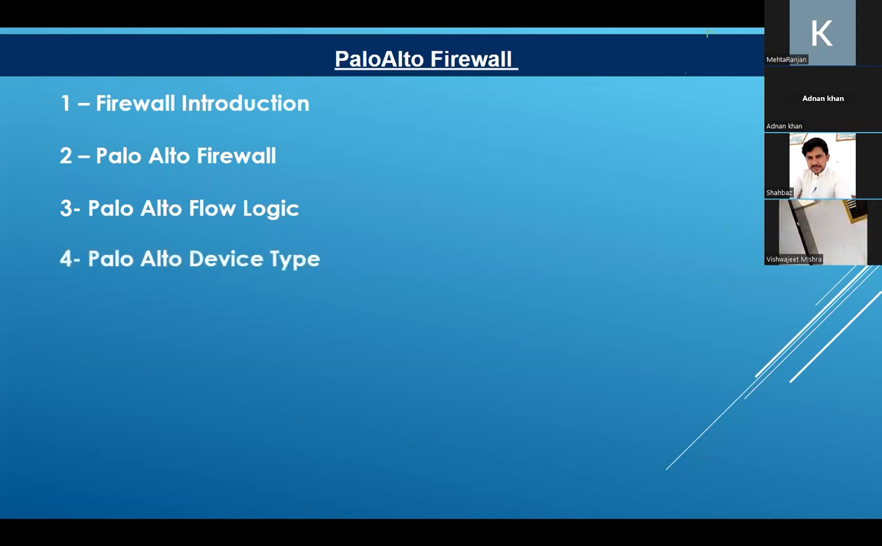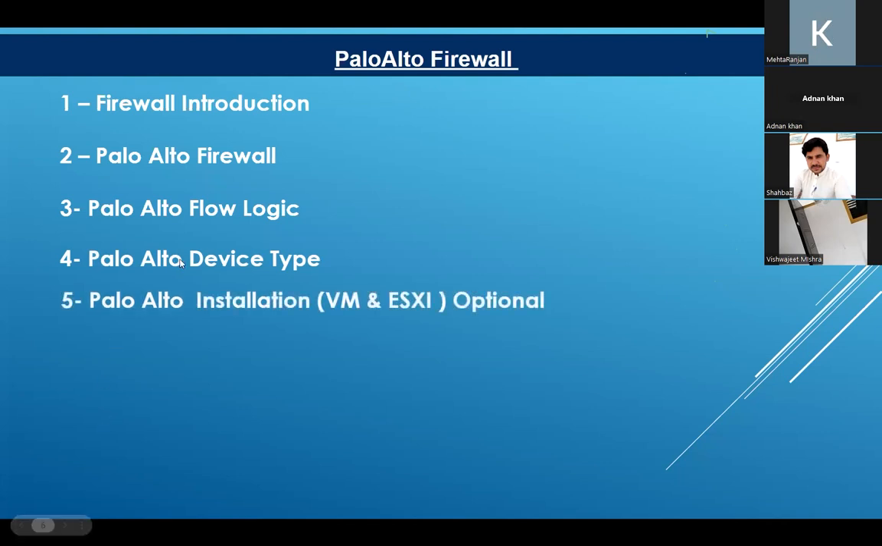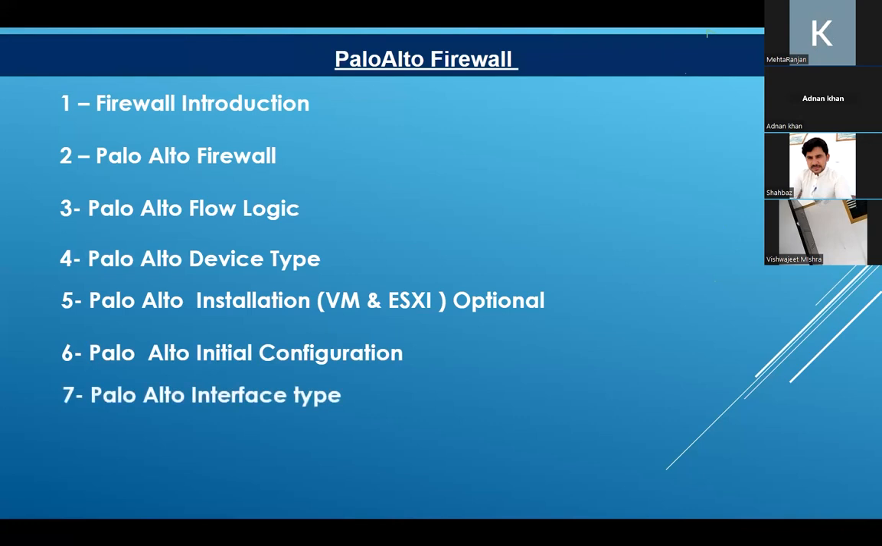Palo Alto firewall device types: how many types of devices do we have here? It could be a hardware appliance, a VM appliance, or ESXi. What type of virtual firewall will we get, and on which platform can we install this Palo Alto firewall? Then interface configuration: in how many modes can you configure an interface? After that, interface types.